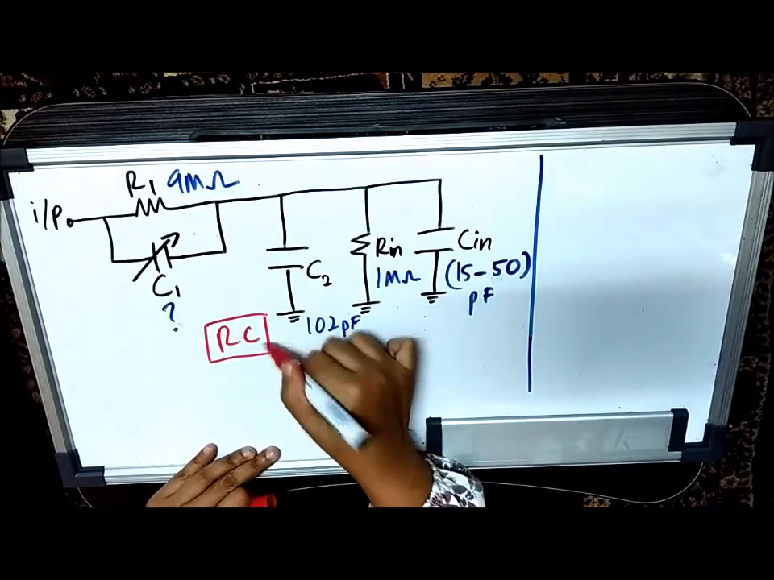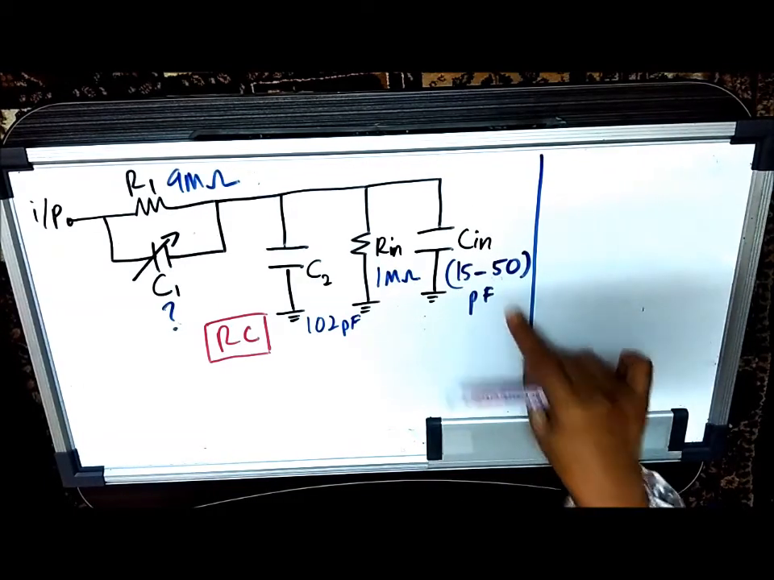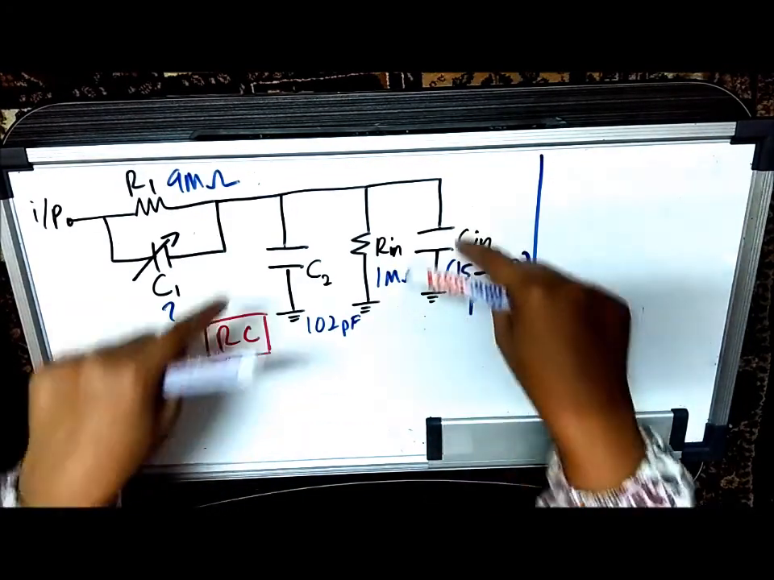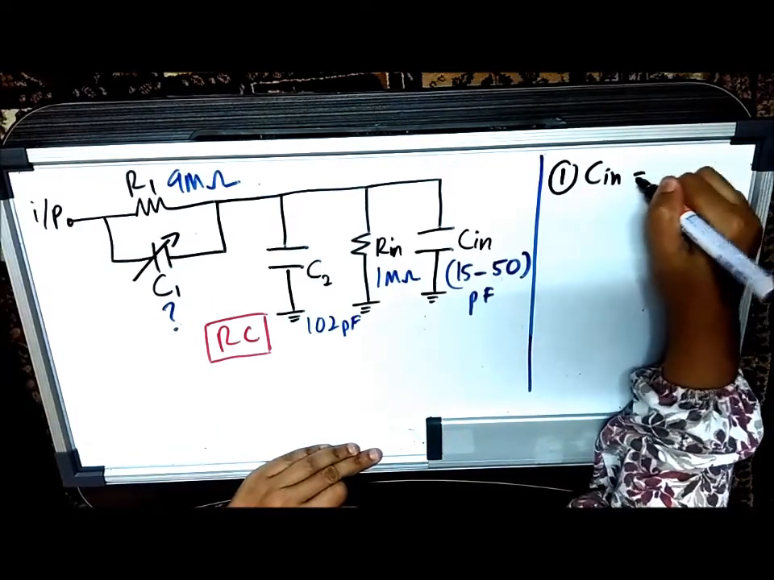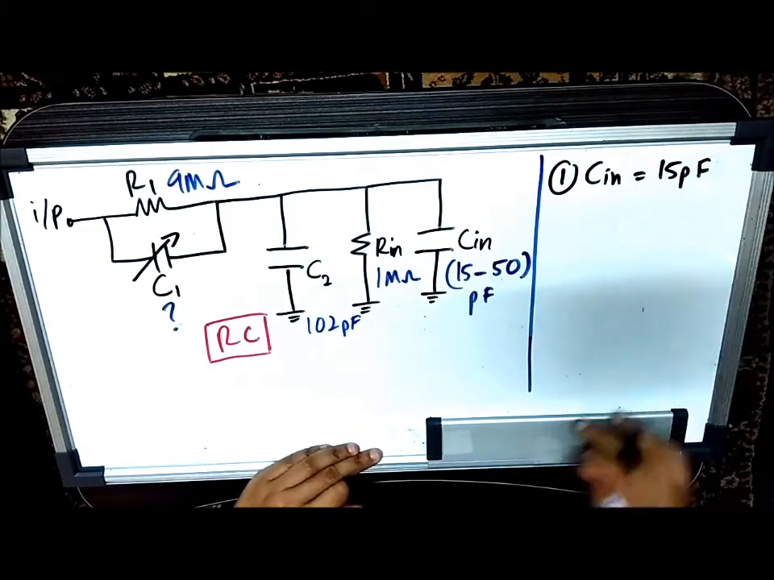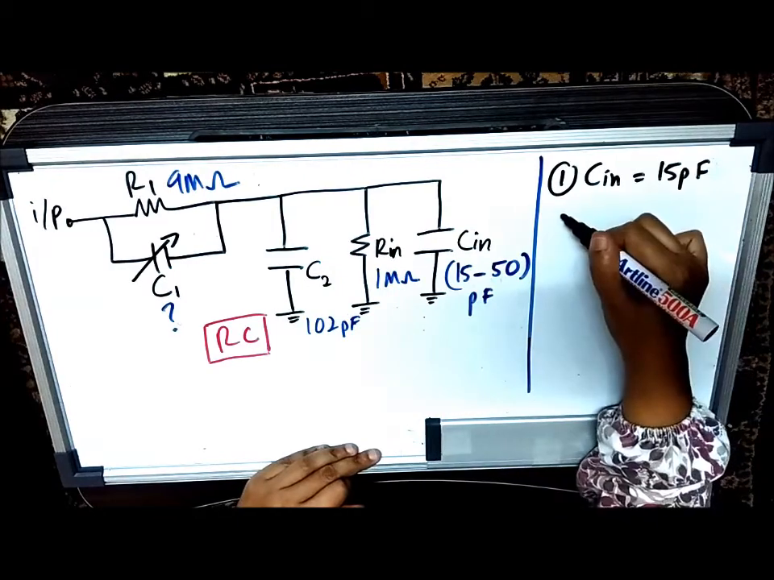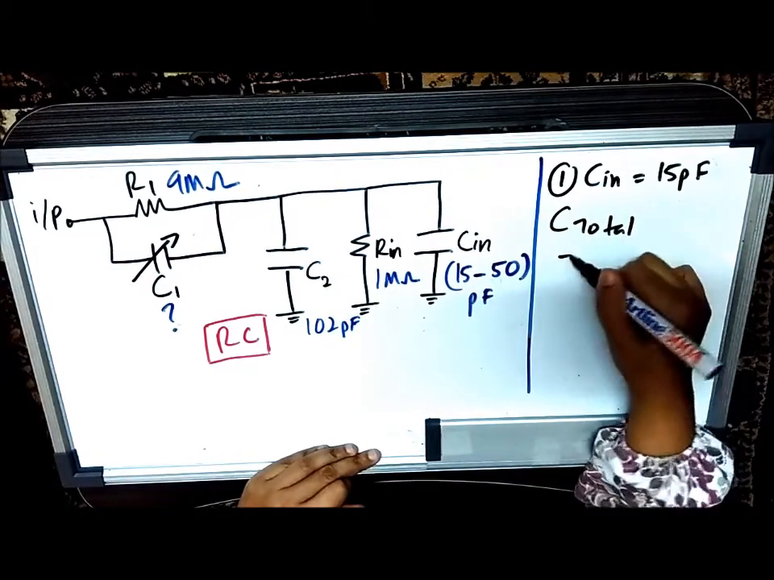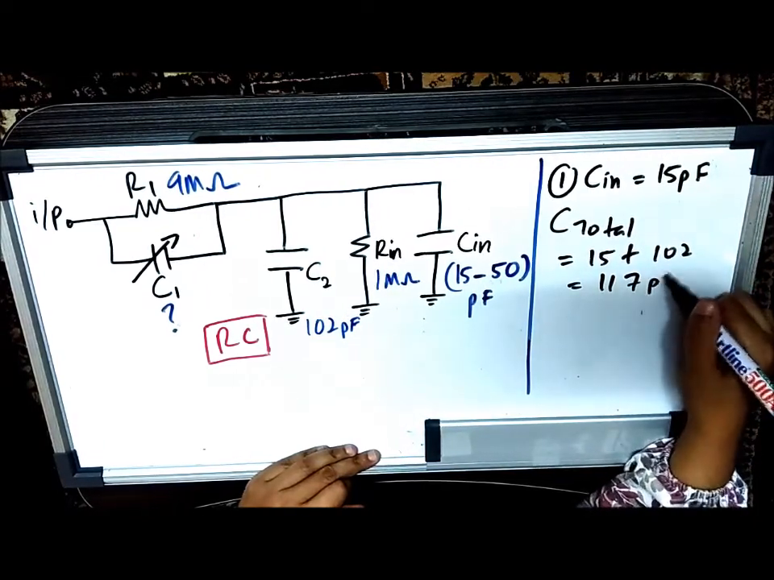So you need to use RC. What you need to do is find RC for each condition. Because RC has to be the same for this combination and this combination, you can find C1. So let's start with the first condition, when your C in is equivalent to 15 picofarad. Because there are two capacitors here, you have to add them up. So C total is equivalent to 15 plus 102, which is 117 picofarad.